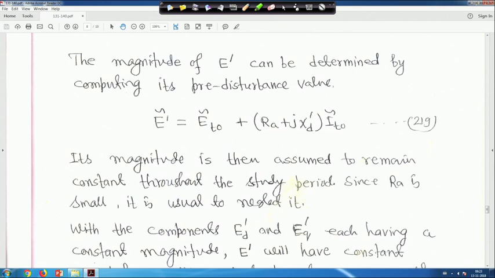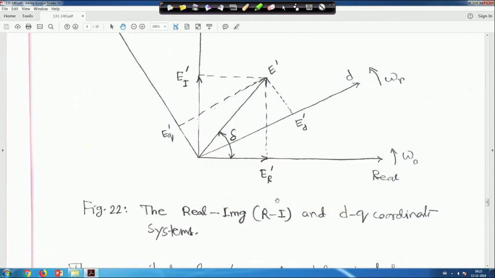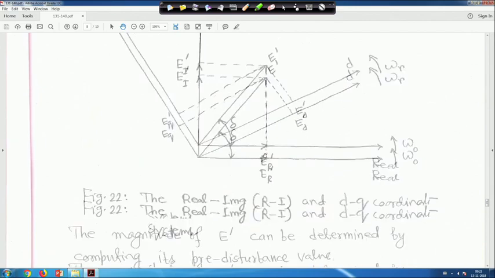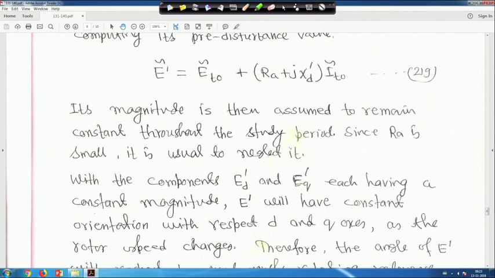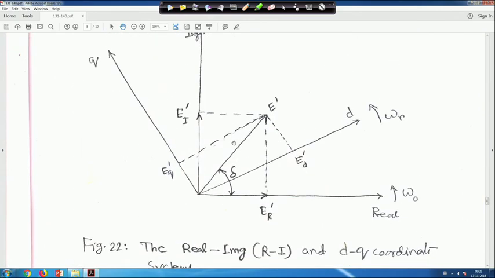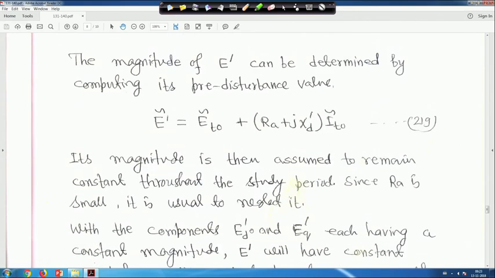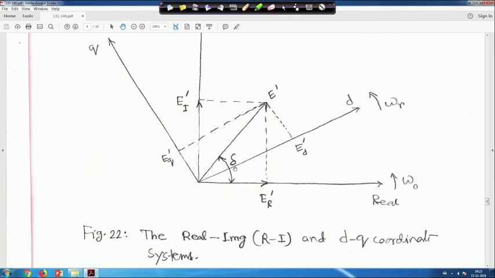Since R A is very small, it is usually neglected. Therefore, with the components E d dash and E q dash each having a constant magnitude, E dash will have a constant orientation with respect to the d and q axes, as it rotates in the anticlockwise direction. As the rotor speed changes, the angle of E dash with respect to the synchronously rotating reference axis can be used as a measure of the rotor angle, that is, this delta.